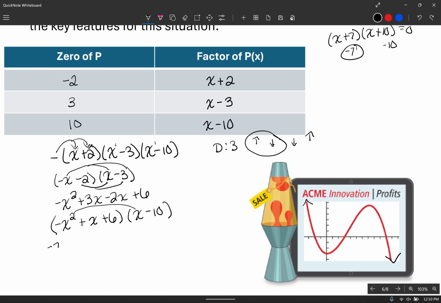-x squared times x is -x to the third. -x squared times -10 is positive 10x squared. x times x is x squared.